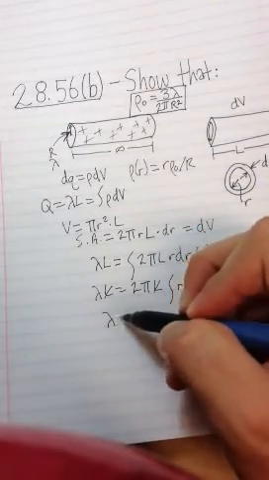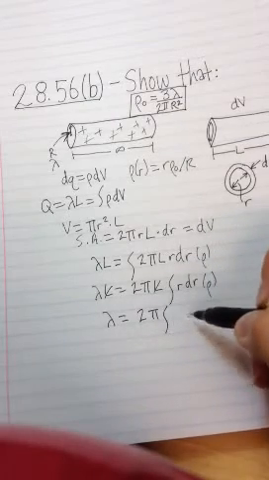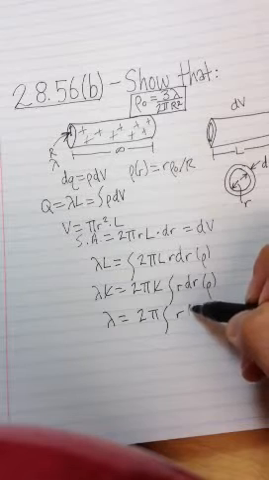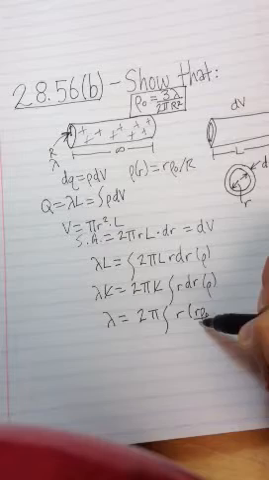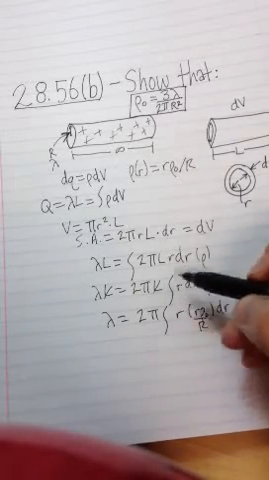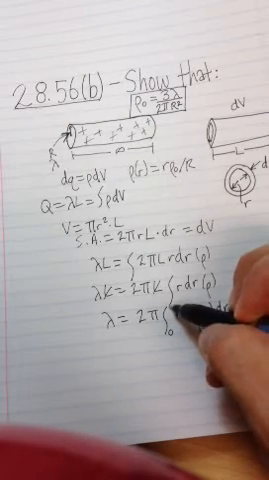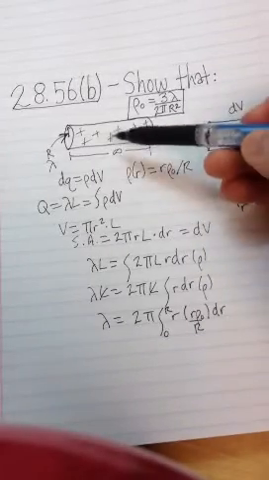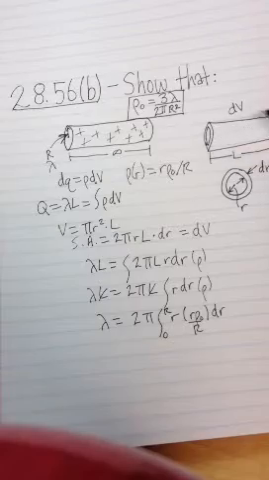So it's lambda equals 2 pi integral of r times r rho naught over R dr. And the limits of integration will be 0 to big R, because we're talking about essentially enclosing the infinite cylinder in this cylindrical shell.